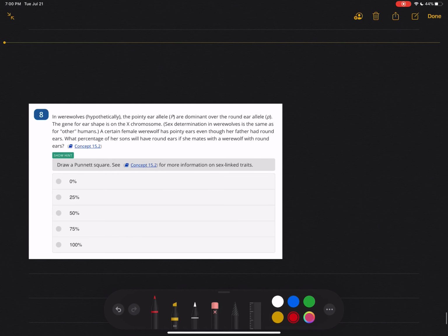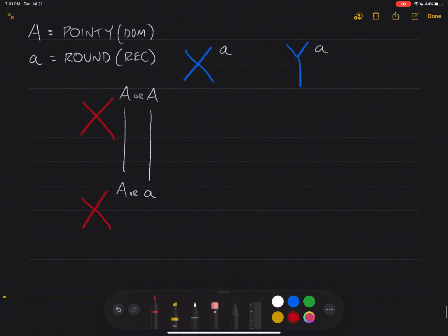All right, so I think this is one of the most confusing questions in chapter 15. So I'm going to attempt to work through it and explain it at the same time. The question reads, in werewolves, hypothetically, so we can just pretend that these are humans, the pointy ear allele P is dominant over the round ear allele p. All right, so what does that mean?